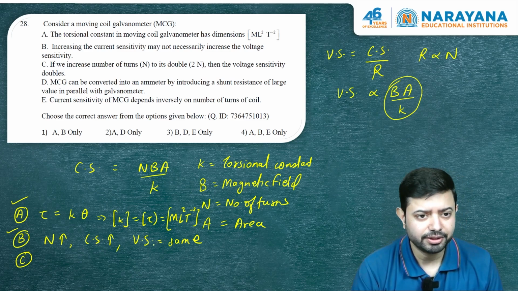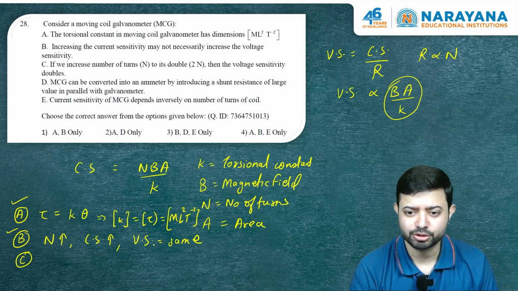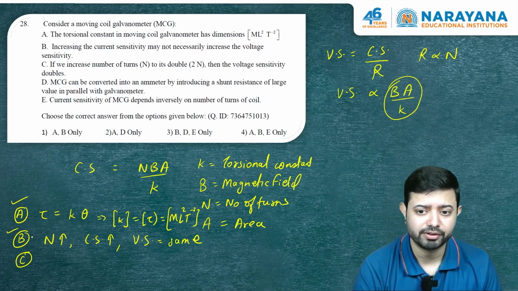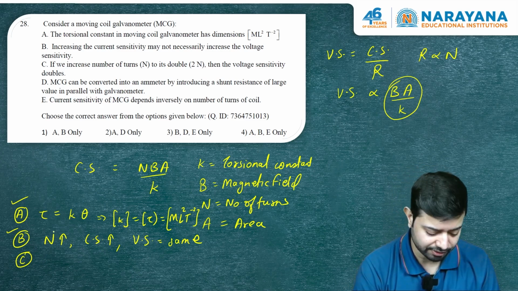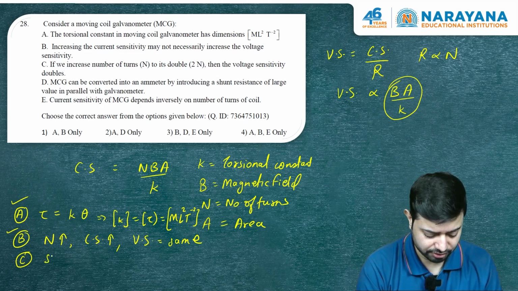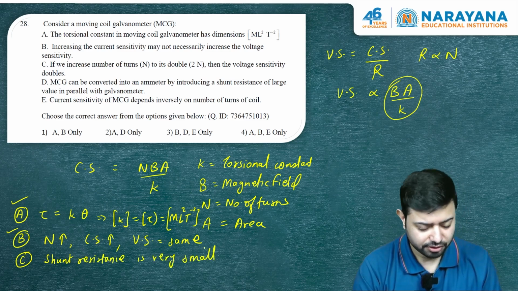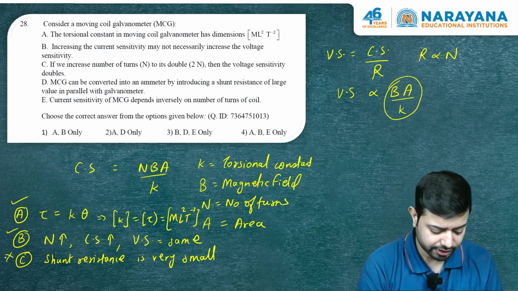I hope everybody knows that it is a common conceptual question, that we put the shunt resistance to be of a very small value, so that most of the current can bypass it, right. So, the shunt resistance is very small here. Okay. So, what happens then? This option will not go into the correct category.